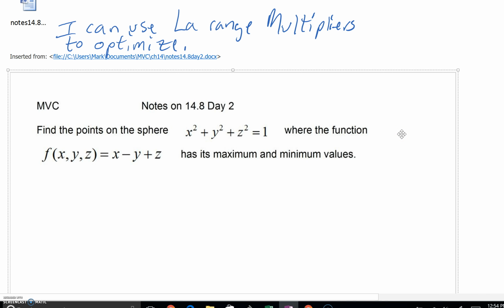Okay, so we're continuing 14.8, the very last section of our chapter, and we're using Lagrange multipliers. We're going to have one more lesson after this one, though, but really just a review of what we have done the other day. You can see that you're given a constraint.